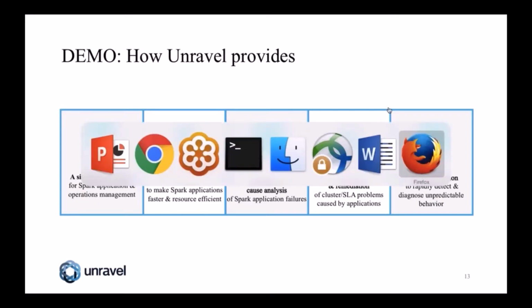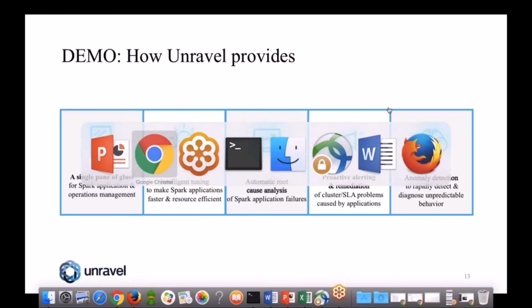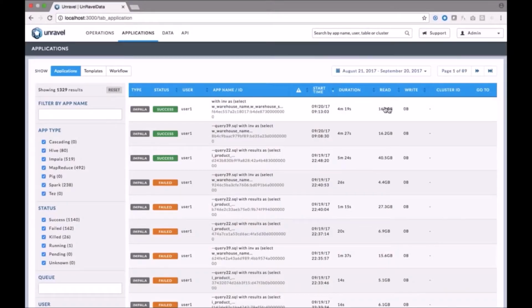So let me switch over to the demo of Unravel. So what you're seeing here is the Unravel UI, which actually talks to a distributed Unravel platform in the backend. Unravel has many different entry points designed for different use cases: an operations entry point for operations teams, an applications entry point, which is where we'll spend most of our time today.